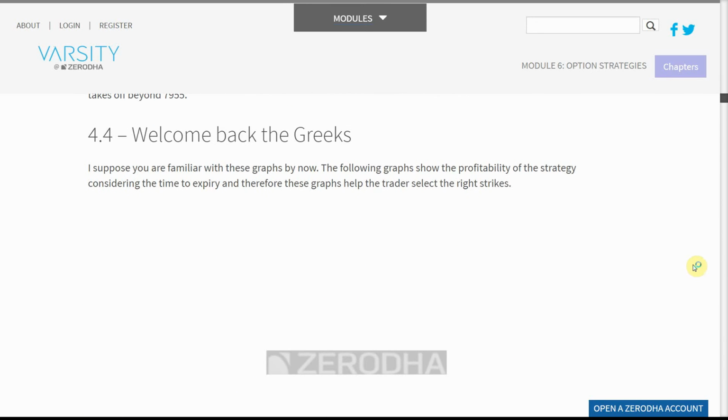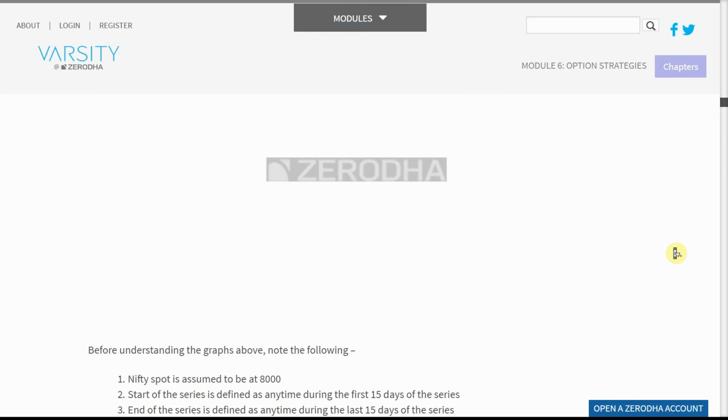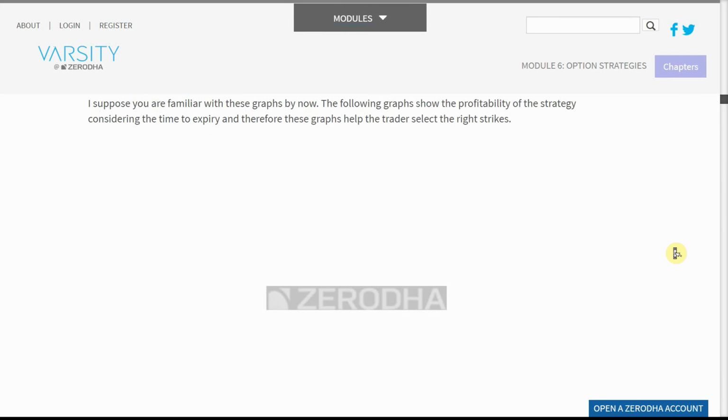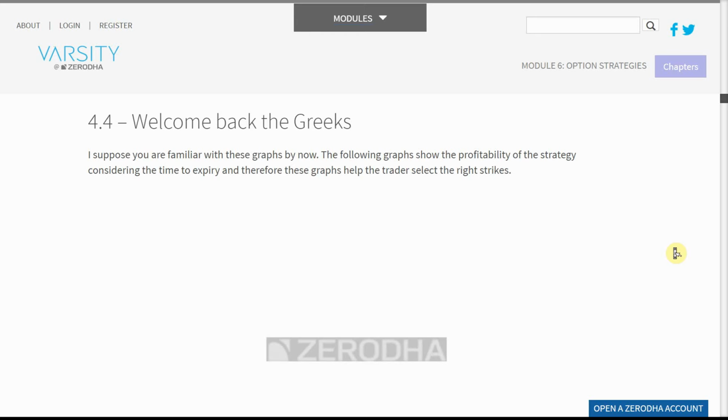4.4 Welcome back, the Greeks. I suppose you are familiar with these graphs by now. The following graphs show the profitability of the strategy considering the time to expiry, and therefore these graphs help the trader select the right strikes.